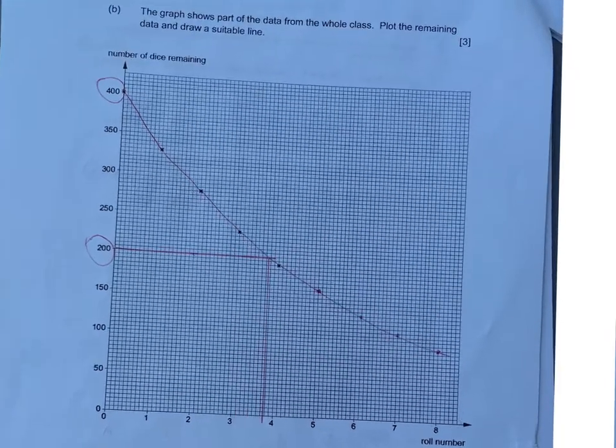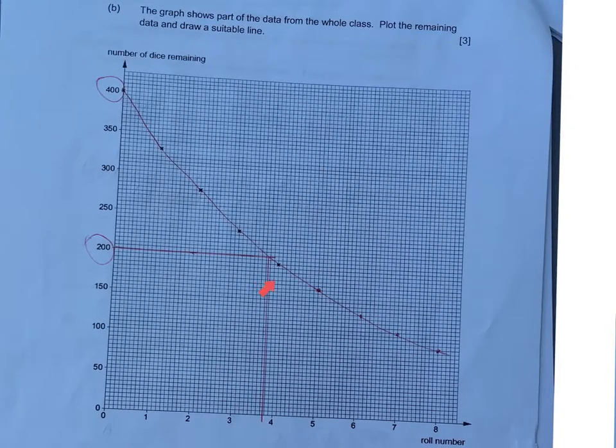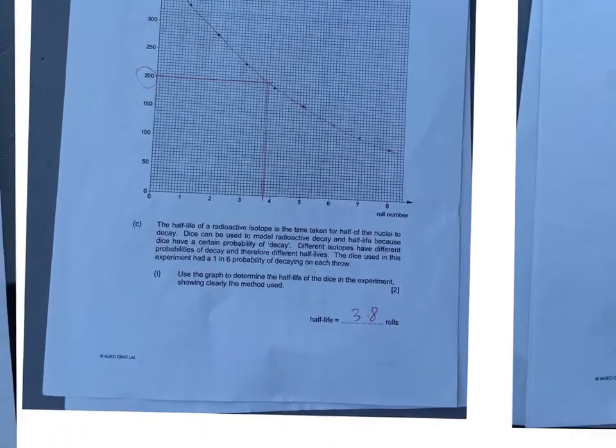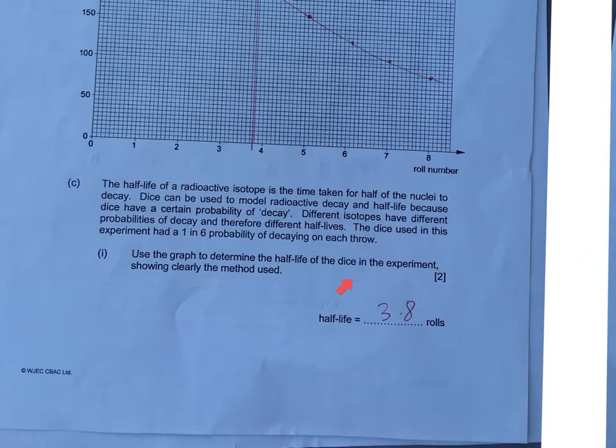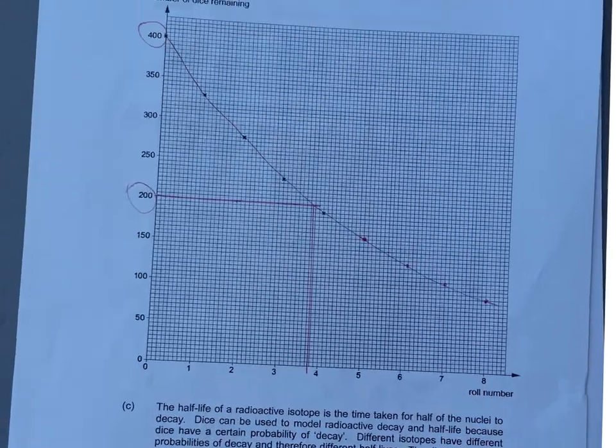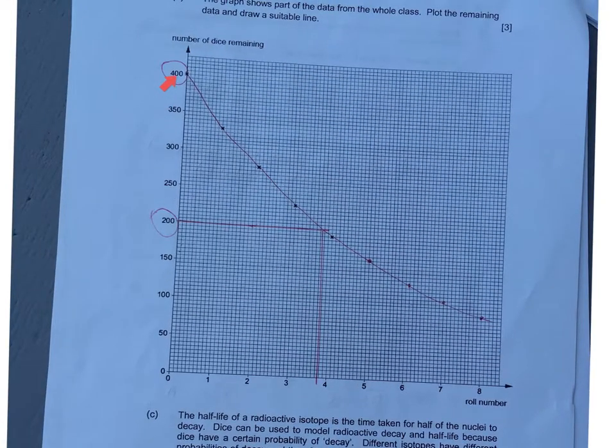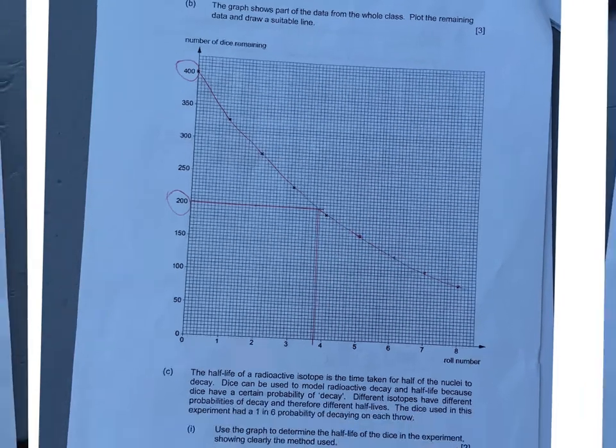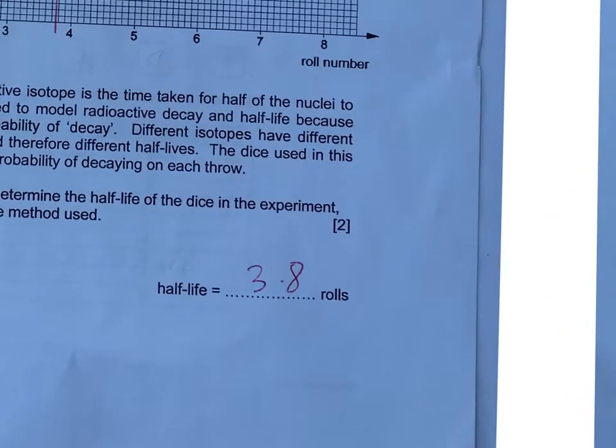So how many marks are available? 3 marks. You're going to get 2 marks for the plotting, and then 1 mark for the curve, a nice decay curve. And then that brings us down to use the graph to determine the half-life. To do that, you need to see that it starts at 400, and then it drops to 200, because that's half. So half of 400 is 200. And then I bring it back down. It's around about 3.8, but that's going to depend on your curve.